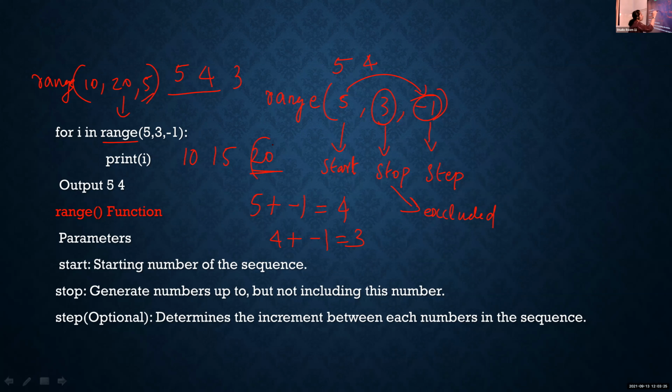But you just check the stop value. Here 20 is the stop value. We can't include the stop value in the output section, so we can't write this. So the output is 10 and 15. 10 and 15 are the outputs based on this range of 10, 20, 5.